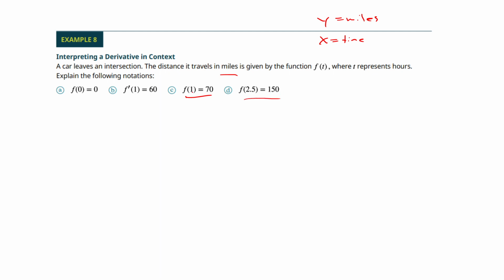Now let's jump to these before we go back to a derivative. When f is 1, or when we put 1 into the machine, that means when we've gone 1 hour, we've gone 70 miles. And then lastly here for d, when we've gone 2.5 hours, we've gone 150 miles.